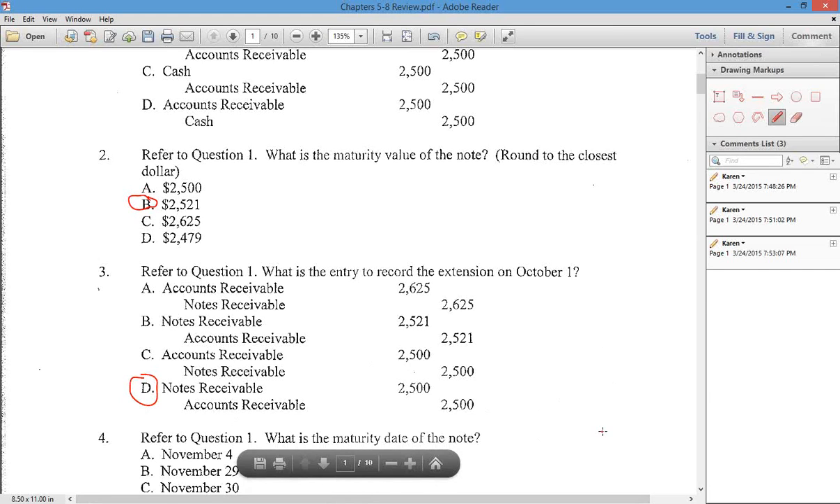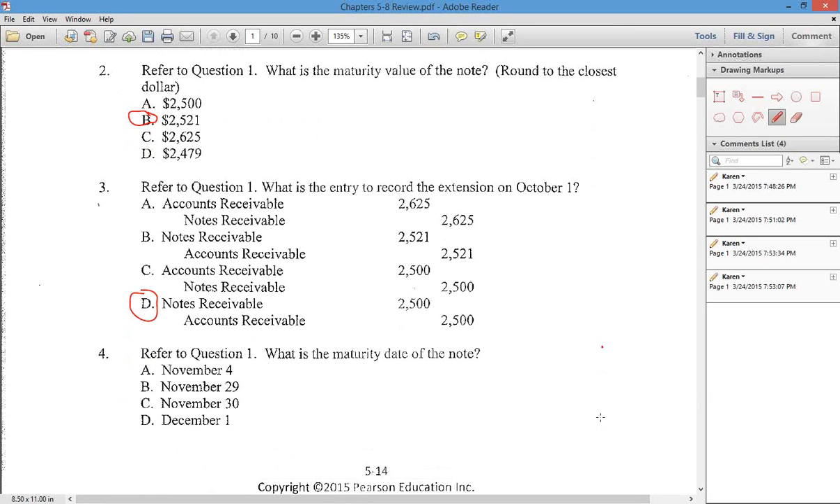The last question on this is, what is the maturity date of the note? So remember, the note was issued on October 1st, and it was a 60-day note. So what would the maturity date have been on this? What date would they have had to pay it? Or would this company, in this case, have received it? What is the maturity date if it's a 60-day note that was issued on October 1st?